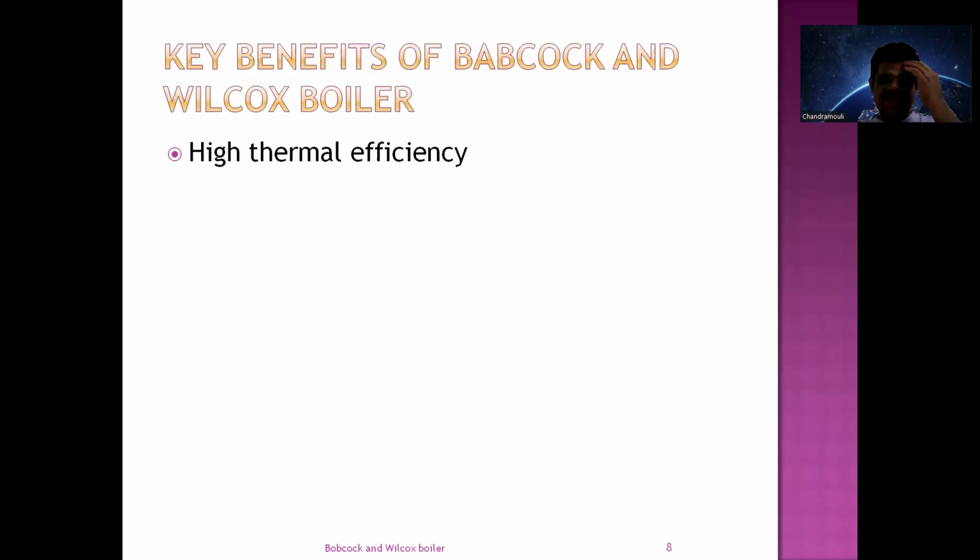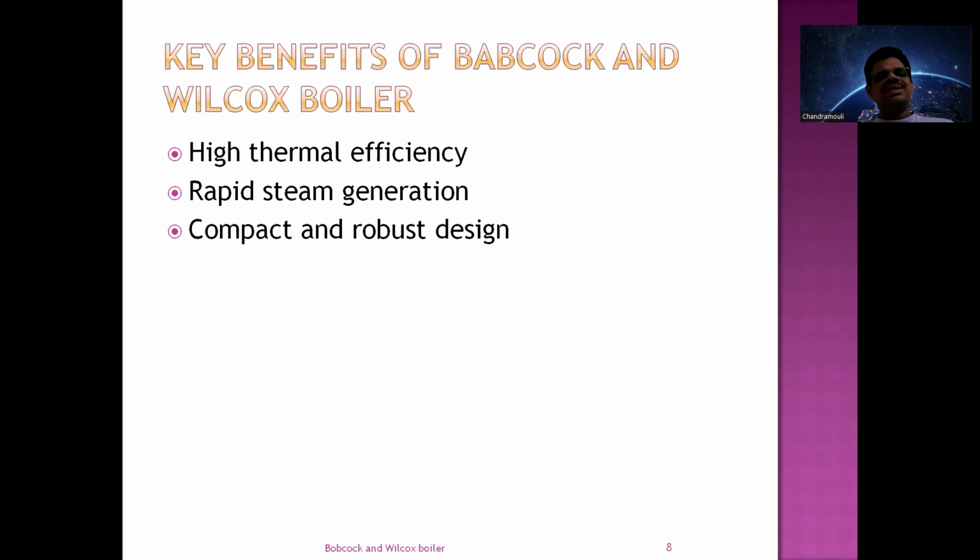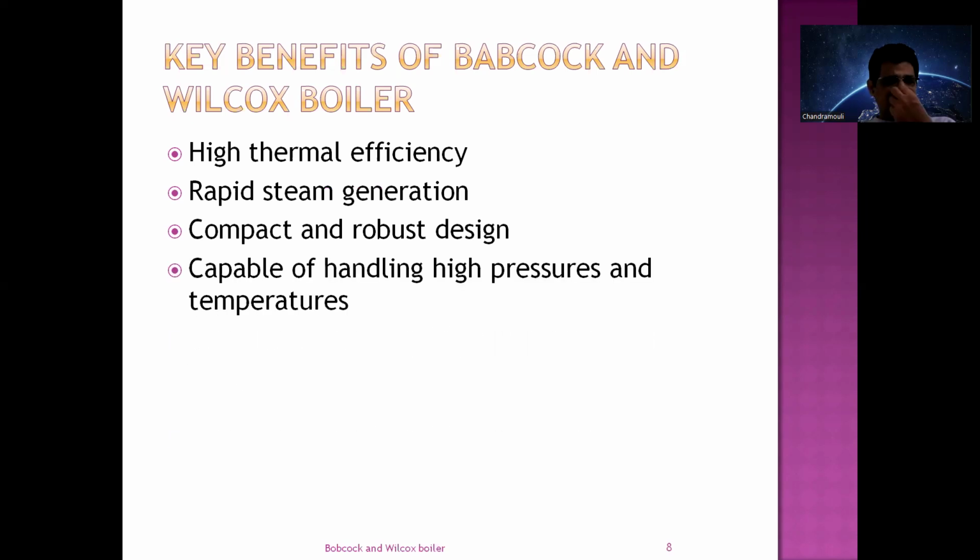Basically, it has a high thermal efficiency. That means for the quantity of heat supplied, the output is high. So it has high thermal efficiency and rapid steam generation. That means you can generate steam quickly, within less time. It's also compact and robust in design, and it is capable of handling high pressures. Unlike Cochran, high pressures can be produced here, and also high temperature, that means superheated steam at high temperatures can be produced.